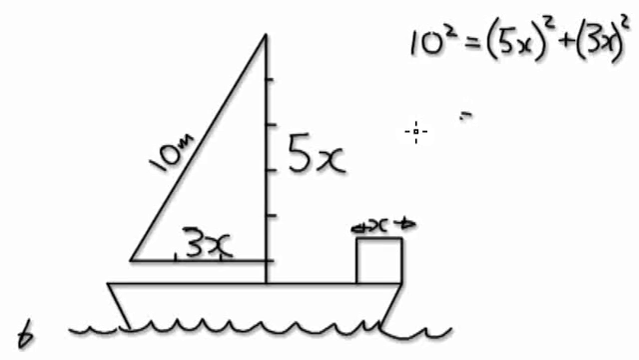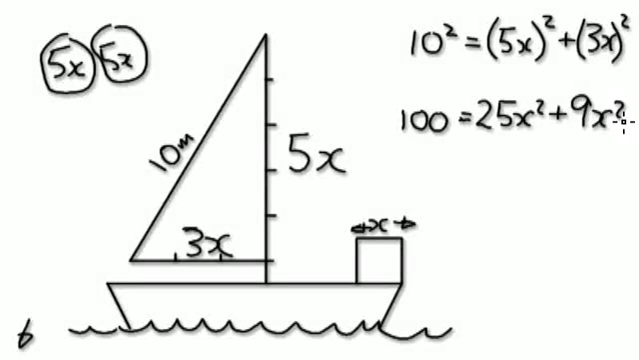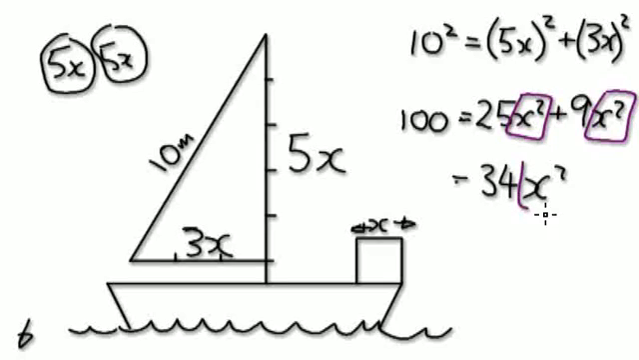Okay. 1 times 1 is 1. I need 2 zeros. So 10 squared would be 100. And this thing here will be, remember, it's 5x times 5x. So it will be 25x squared. Okay, and this would be 9x squared. Now this here, you've got 25 elephants plus 9 elephants, so that would be 34 elephants, 34x squared.